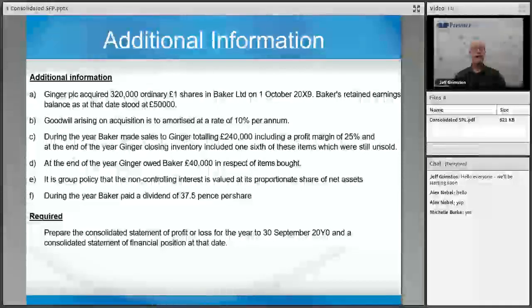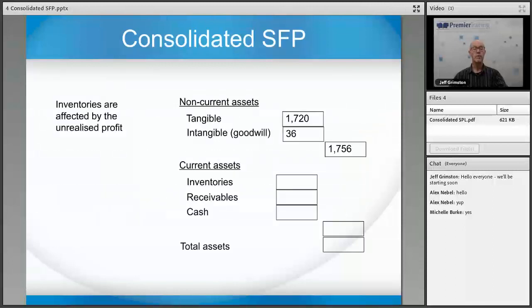So, looking at note C, we've got Baker made sales to Ginger, so the subsidiary made sales to the parent entity, totaling £240,000, which included a profit margin of 25%. And at the end of the year, 1/6 of these items were still in inventory. So, 240,000 times 25% divided by 6 gives us 10,000. So the inventory of the group as a whole is worth 10,000 less than it is currently recorded.